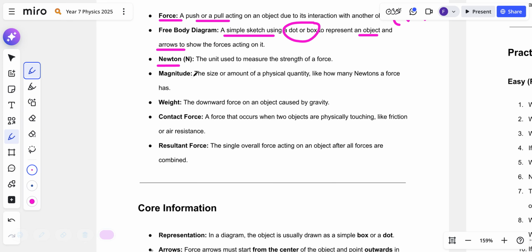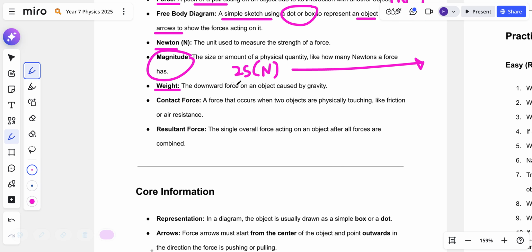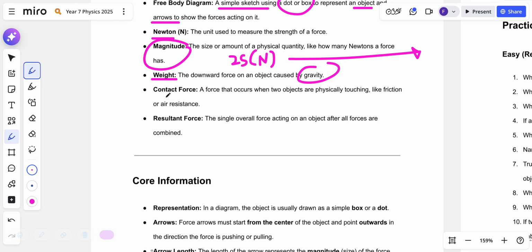I've talked about newtons. Magnitude is the size of it in newtons. And it's a number, normally. But if it's an arrow, it's how long it is: the longer the arrow, the greater the force. Weight is a downward force caused by gravity. Contact force, where these two things should be touching.